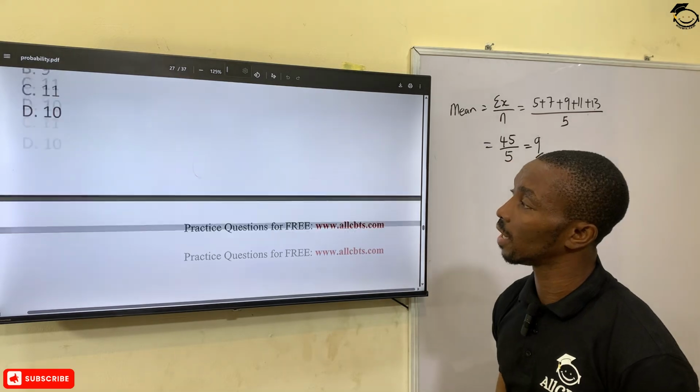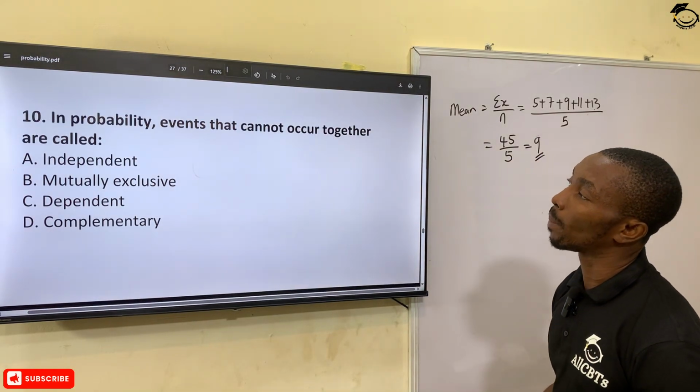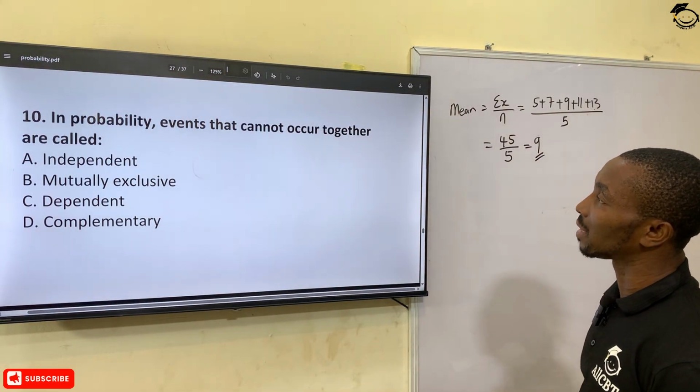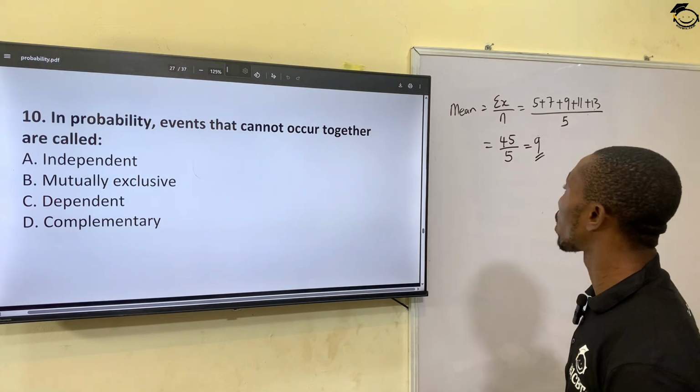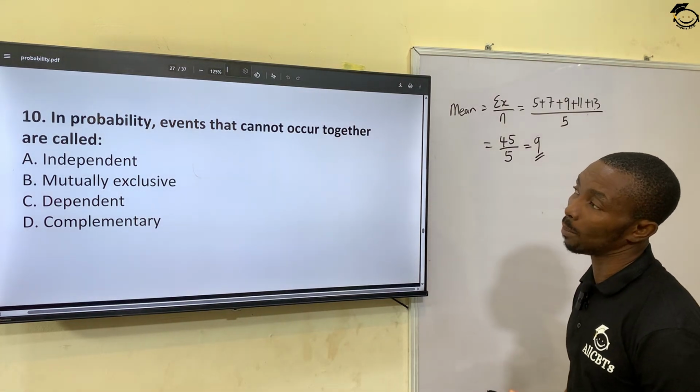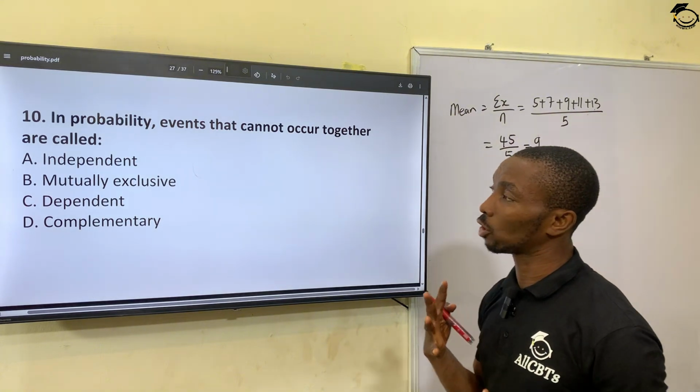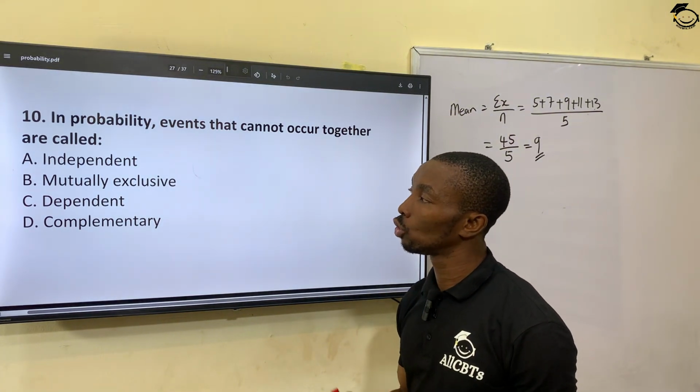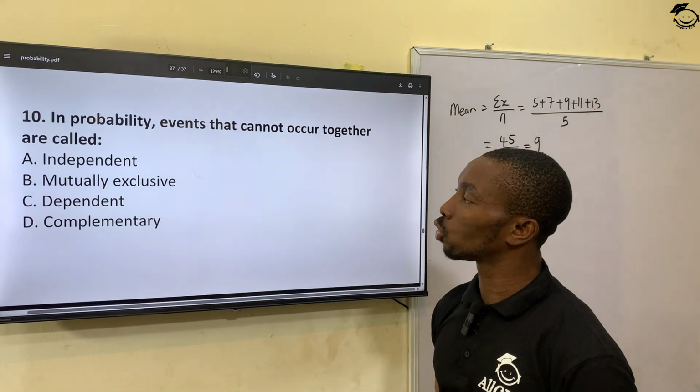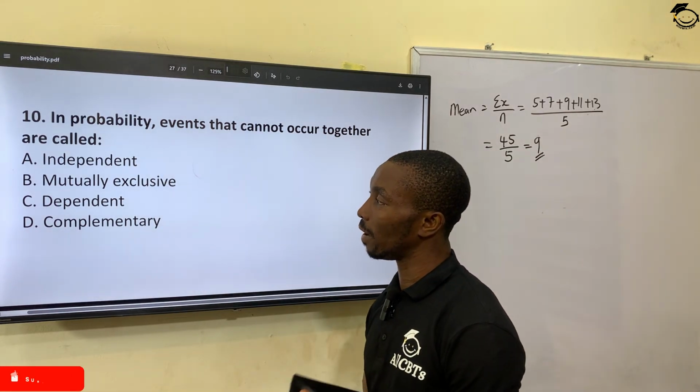And next question says, events that cannot occur together are called. Now, in probability, events that cannot occur together are referred to as mutually exclusive events.